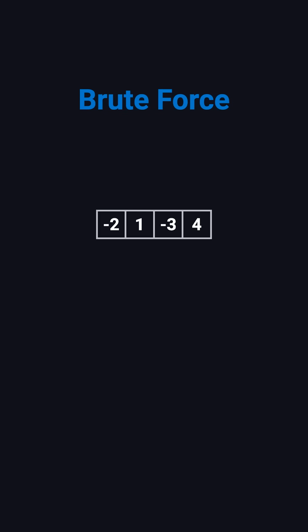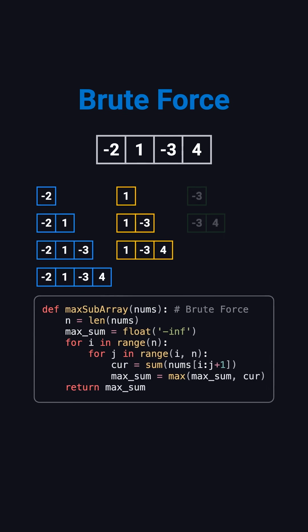The most straightforward idea is brute force. You try every possible subarray. For example, take the first 4 elements. You fix a starting point, try every possible ending point, compute the sum of that range, and keep track of the maximum. This does give the correct answer, but it's extremely inefficient.